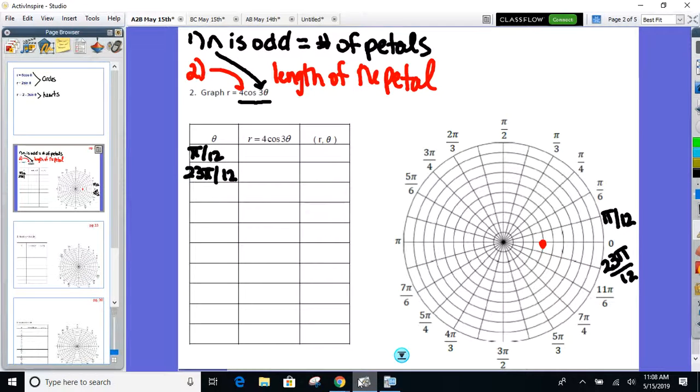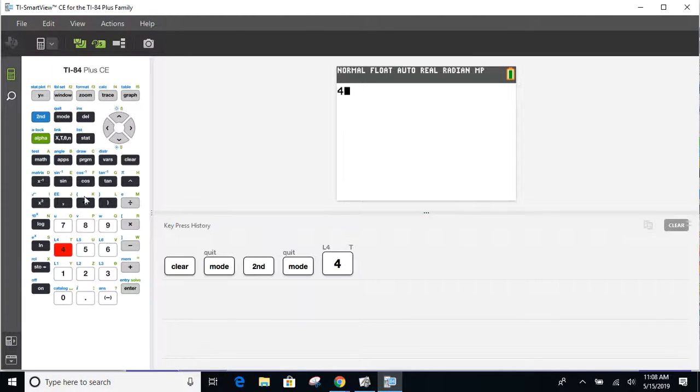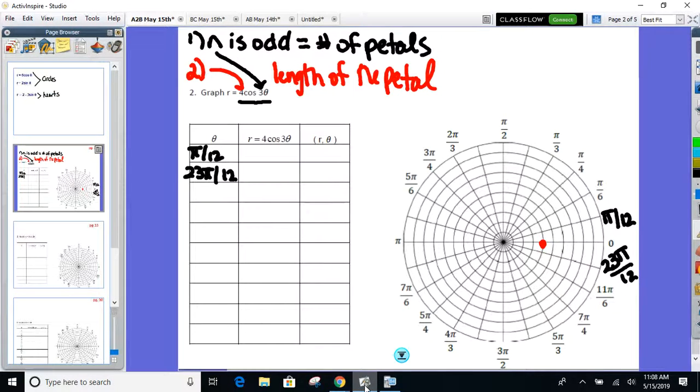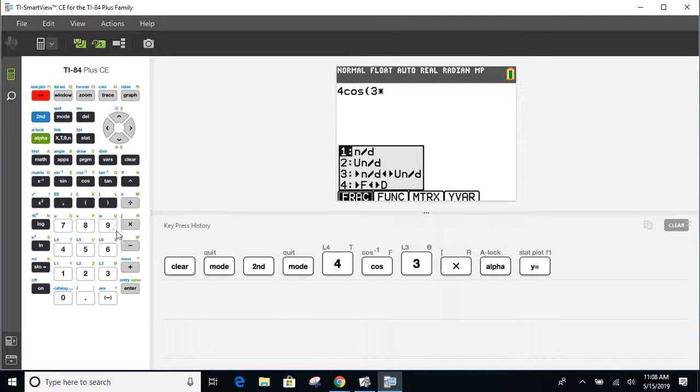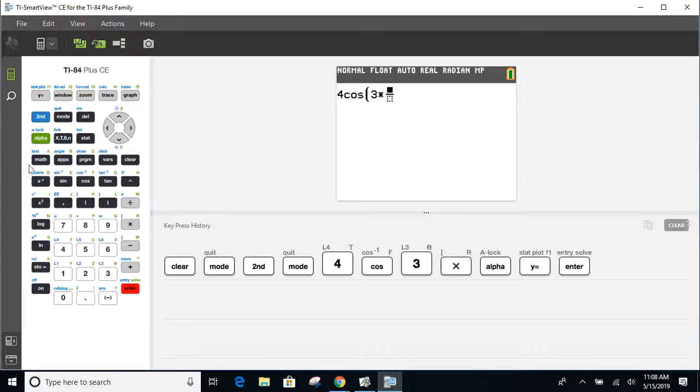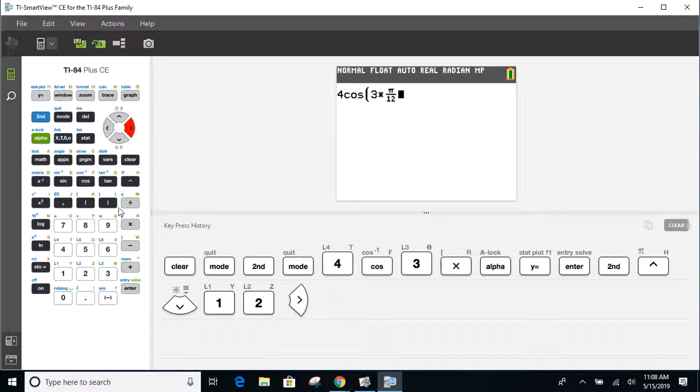Compare with people around you that you trust. 4 cosine 3 times pi over 12. We're getting about 2.8.